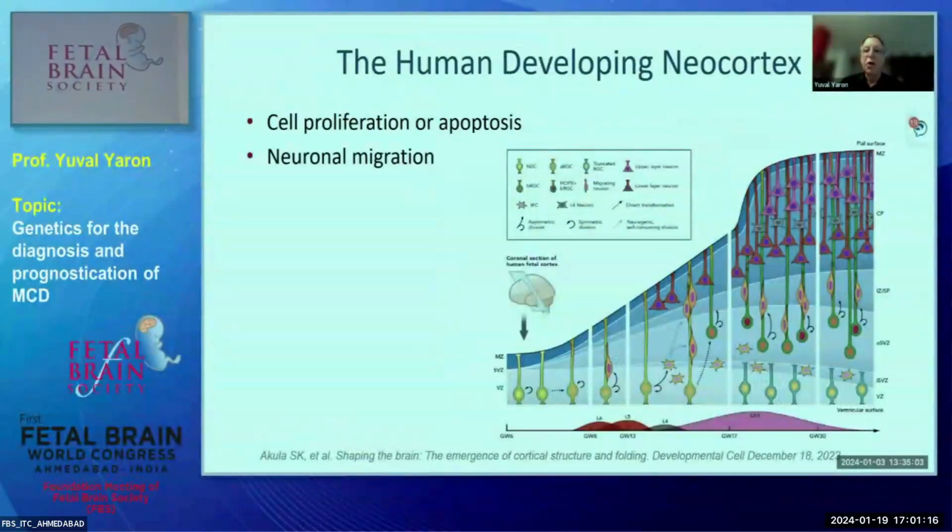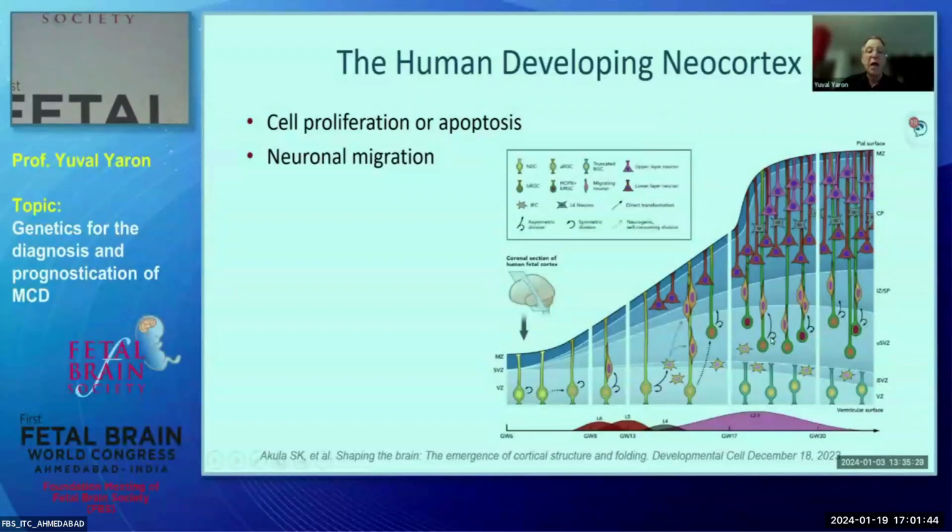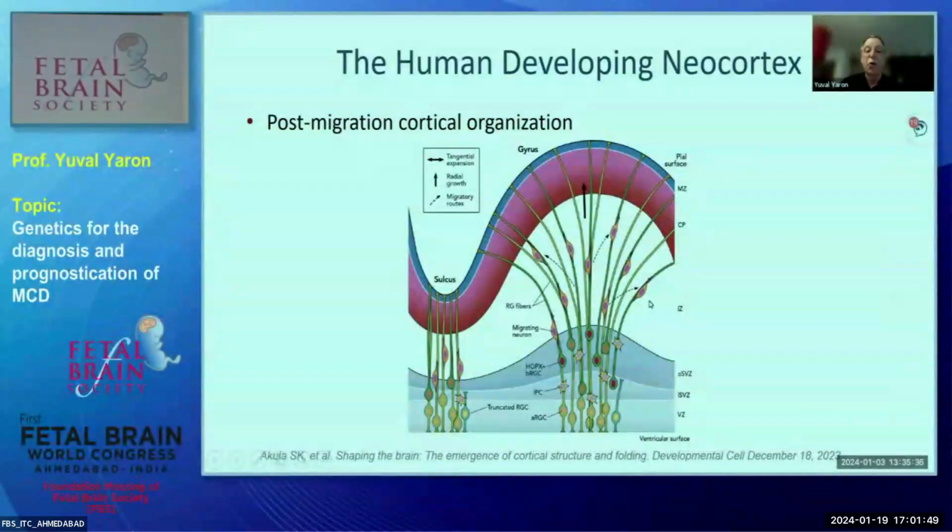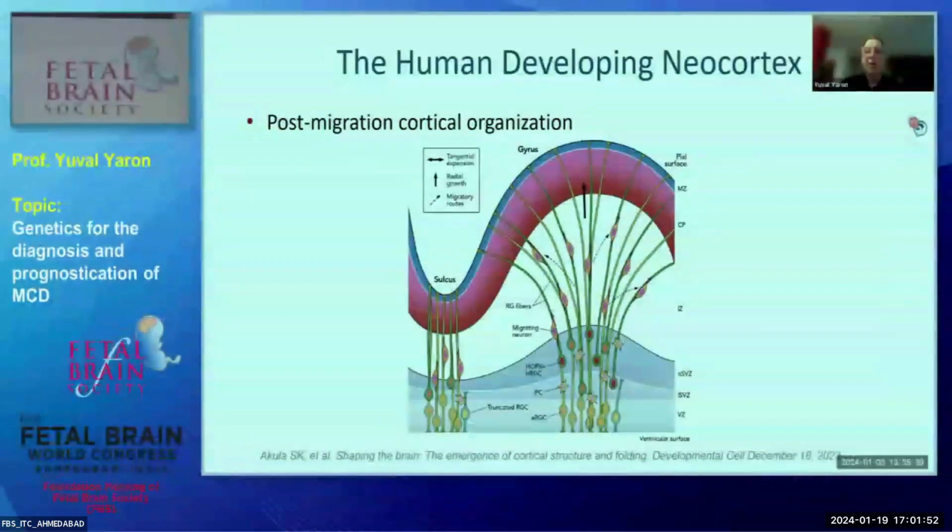The development of the human neocortex is a complex procedure. It involves three separate but overlapping functions. First has to do with cell proliferation and apoptosis. Then the neurons that develop migrate to the various layers. And this is followed by post-migrational organization of the cortex, causing the foldings of the cortex.